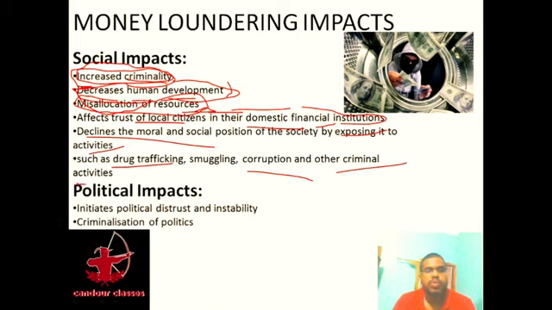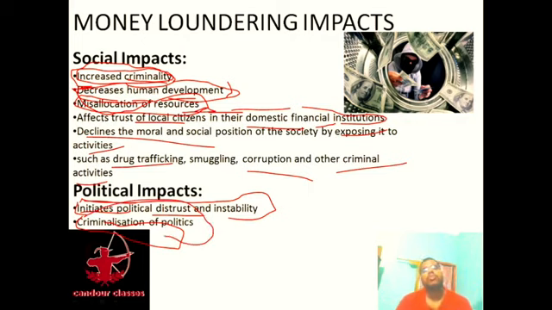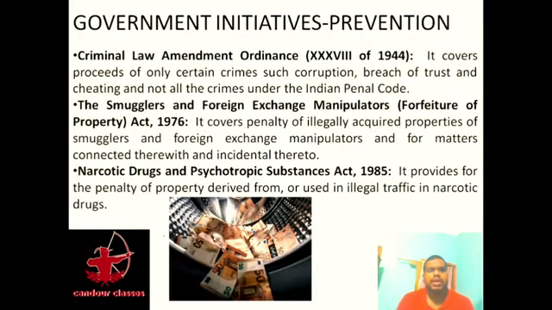Okay, then what is political impact? It initiates political distrust and instability. Yes, if somebody is taking the money and runs away from the country, then people cannot believe that same government, because government is not able to catch that thief or catch that money laundering process. Then criminalization of politics. Obviously criminalization of politics will be there, because certain politicians or government officials are also involved in money laundering processes.